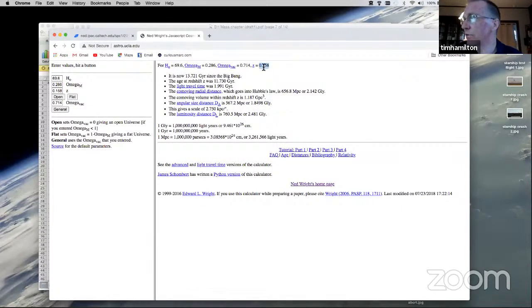Check to make sure it's got the redshift that you had. And it gives you a whole lot of distances here and scales and so on. What we want is called the luminosity distance, d sub L. And in this case, it's given in units of millions of parsecs, megaparsecs. GLY, by the way, is giga light years, billions of light years. So we want it in megaparsecs, 760.5 megaparsecs.